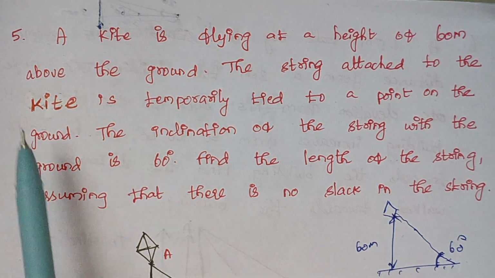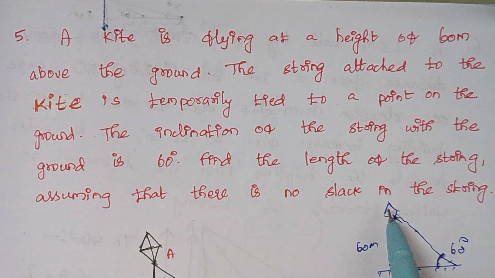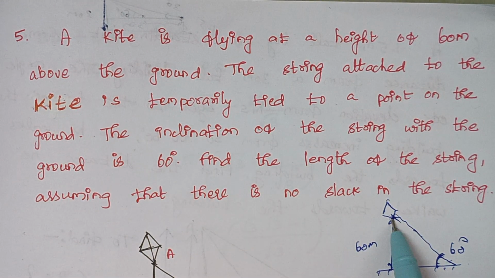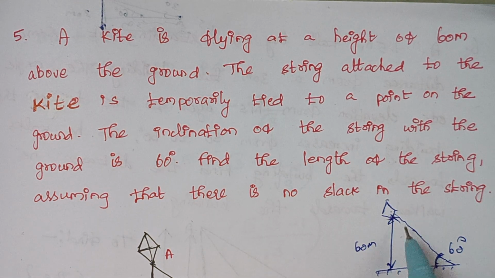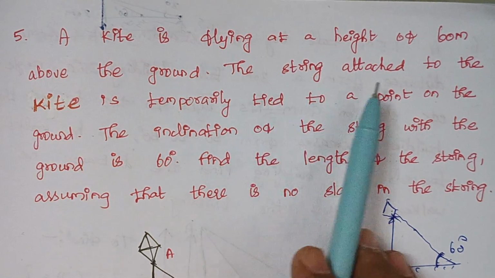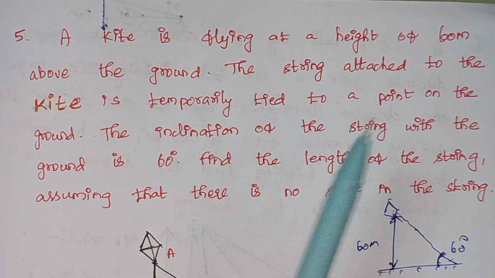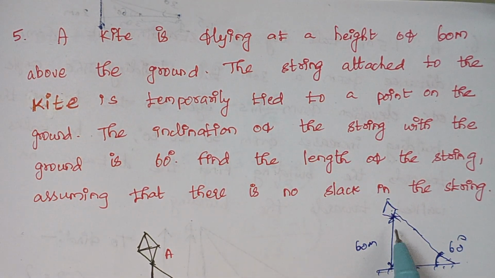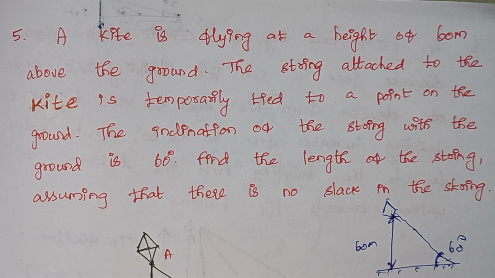Right. A kite is flying at a height of 60 meter above the ground. So there is a kite, right? It is flying 60 meter above the ground. That is from the ground. The kite is at a height of 60 meter, right? The string attached to the kite is temporarily tied to a point on the ground. Okay. The string, you know, right? Kite will be having a string. So here the string is tied to a point somewhere on the ground.